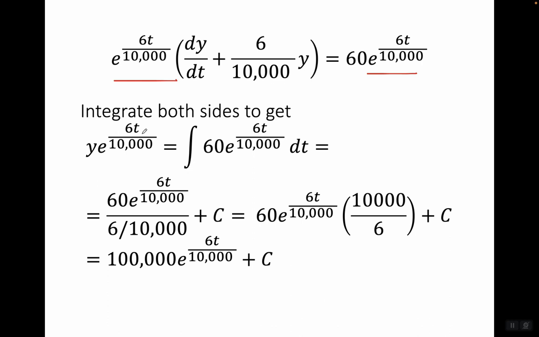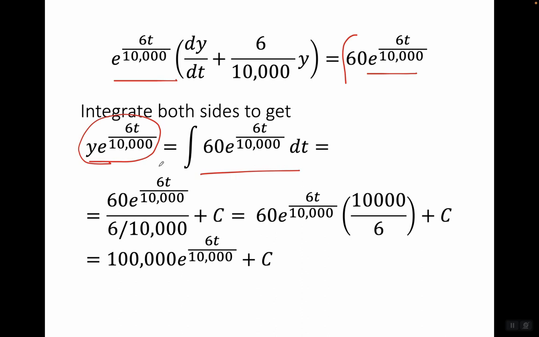Again, the left side looks so complicated, but it always works out to be y times the integrating factor. So just don't sweat, okay? Just hang on. It's fine. It's always going to work out that way when we integrate the left side. That equals the integral of the right side, namely 60 e to the 6t over 10,000 dt.